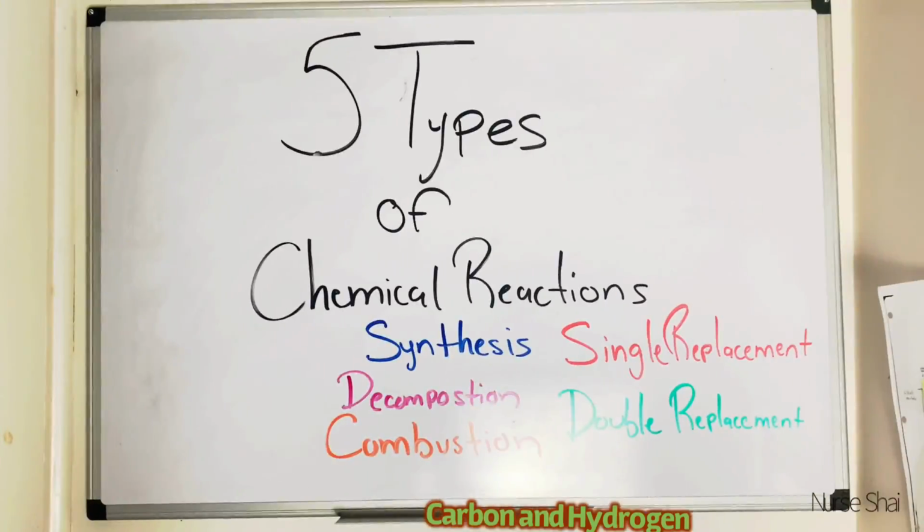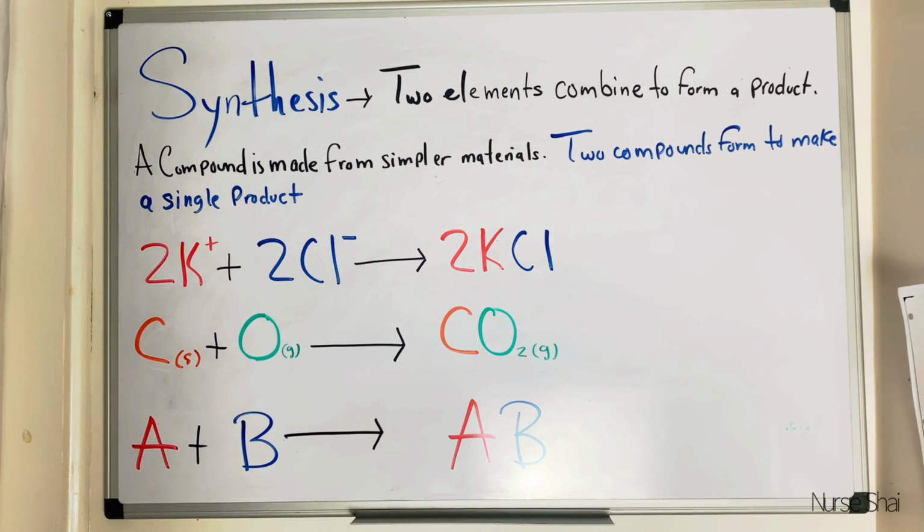In chemistry, there's 5 types of chemical reactions: synthesis, decomposition, combustion, single replacement, and double replacement. Synthesis is when 2 elements combine to form one product.